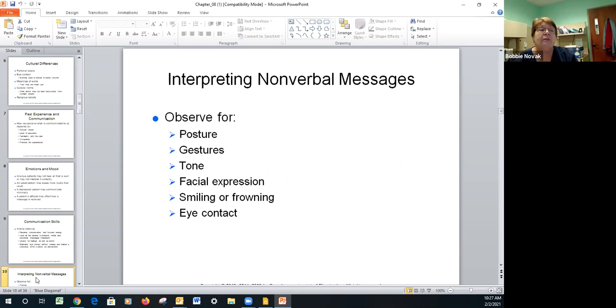So when we're talking about nonverbal messages, you're observing your patient for their posture. Are they all tense or are they really relaxed? Okay, what kind of gestures are they making? All right. What's the tone of their voice? Are they calm? Are they sharp? Are they angry? What's their facial expression? Are they smiling? Are they frowning? Are they making eye contact with you appropriately? Okay. So those are all nonverbal messages you can look for.